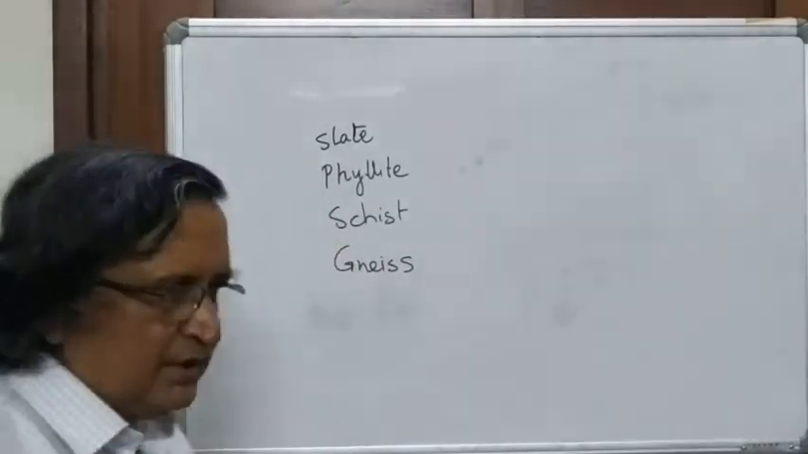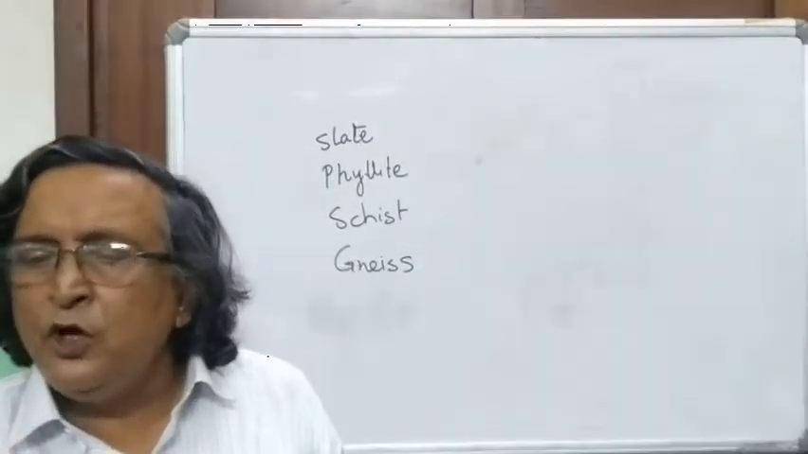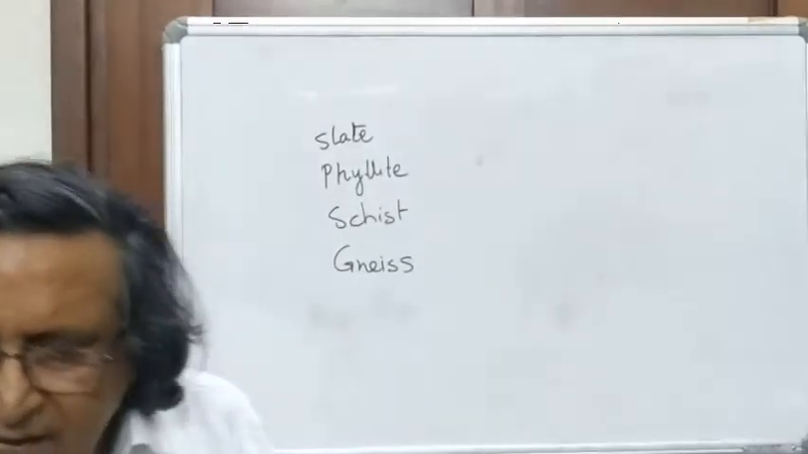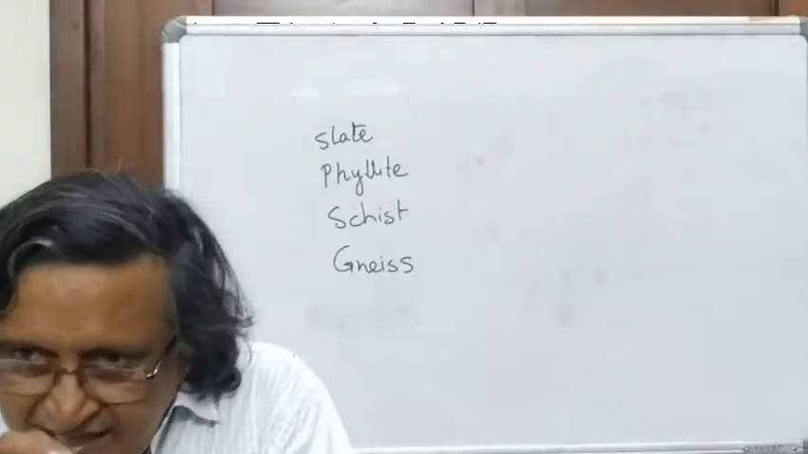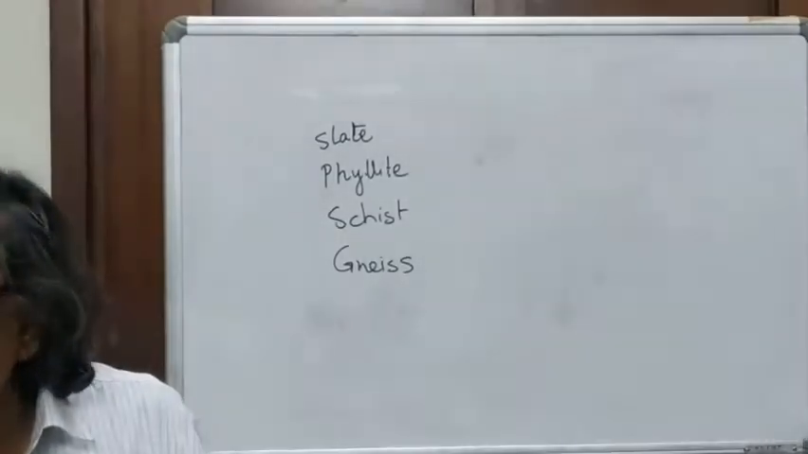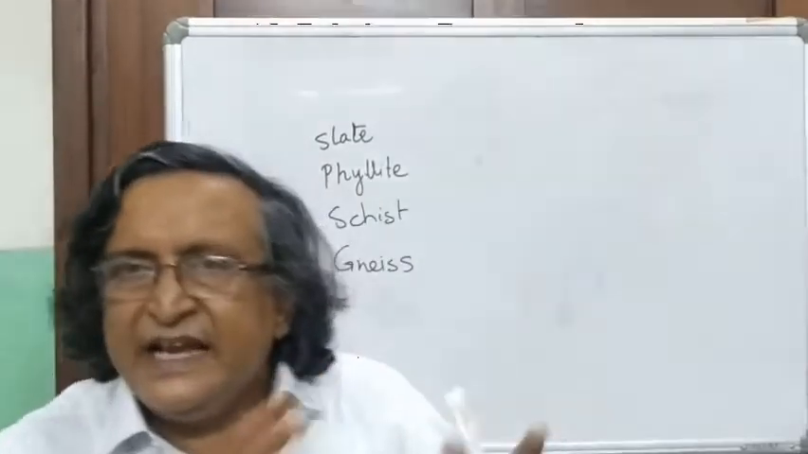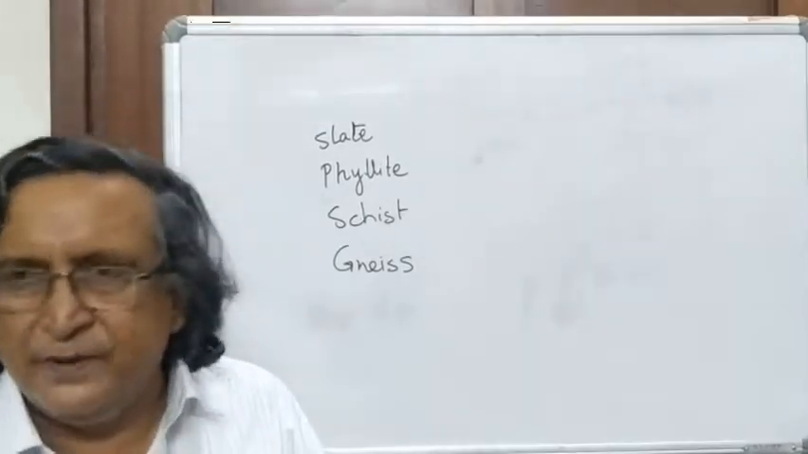In schist, but in a phyllitic rock, normally you will not be able to identify most of the minerals. Some minerals you will be able to identify using a lens. But unlike slates, you can't even identify it in the microscope. Sometimes even in the microscope it becomes difficult.